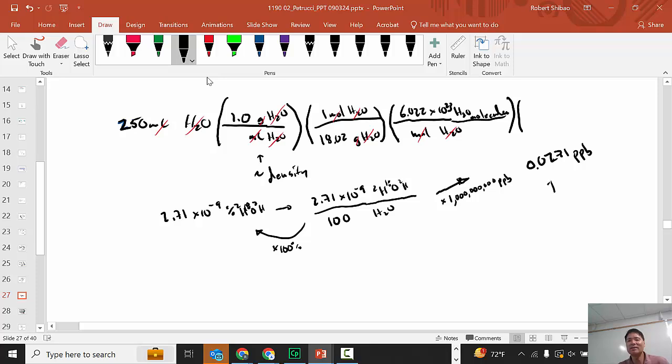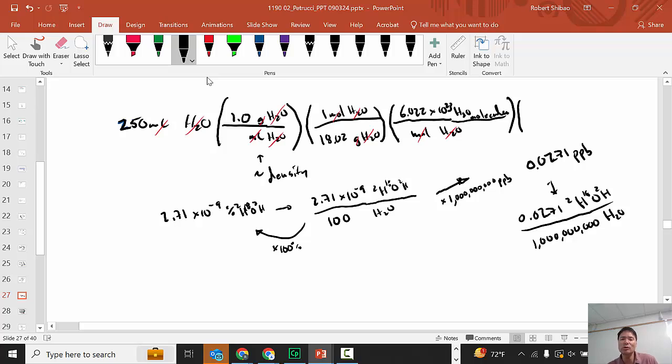This isn't all that convenient either, because I can convert this from parts per billion back to fractional, and so this is going to be 0.0271 out of 1 billion. And so I'm going to have 0.0271 H2O18 H2 out of a billion H2O molecules. Well, since I can't have a part of a water molecule, I'd like to get this in whole numbers.